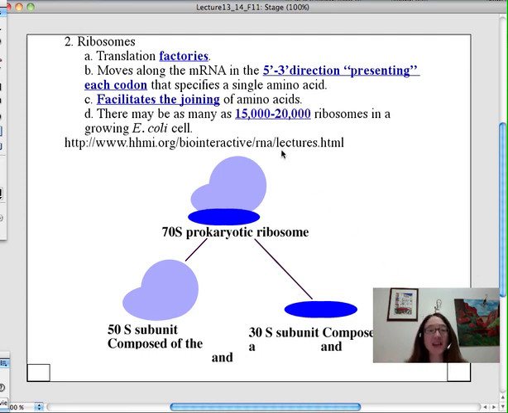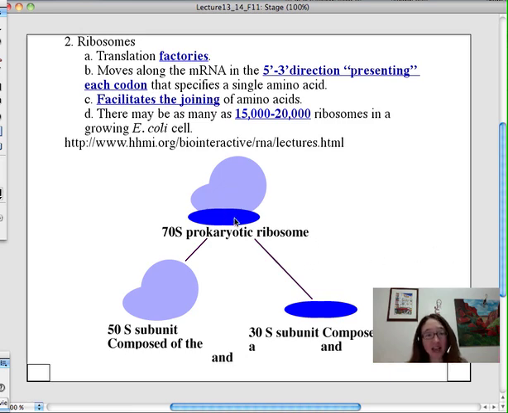So there may be as many as 15,000 to 20,000 ribosomes in an actively growing E. coli cell at any given time. It boggles the mind to think about the massive amounts of protein synthesis that may be happening in an E. coli cell at any given moment.